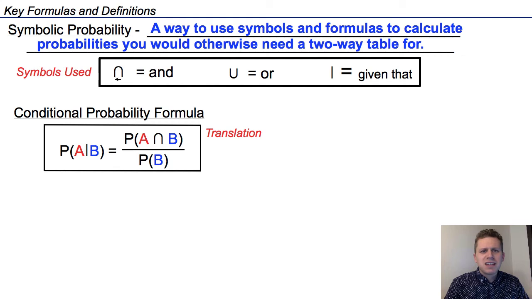You have this upside down U looking thing, which is for intersection or for the word and. You have the U, which is for union, or if you see the word or, like events A or B happen. And then you have this dash that kind of looks like the letter L, like maybe a lowercase l, and that means given that. And this is one of the ones that we're going to use for conditions. We're not going to use the union notation today, but we will use this notation for conditional or given that, and we will use the intersection or and notation.